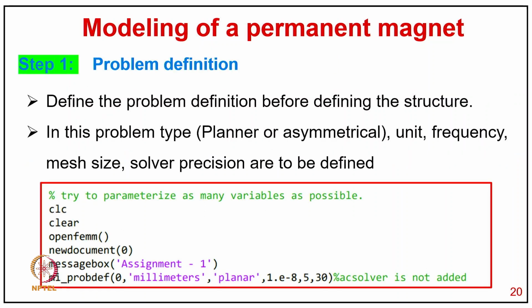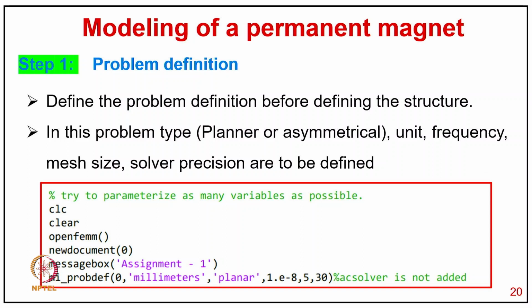So, step 1 is the problem definition, before defining the structure. In this problem, planar or axisymmetric, the unit, frequency, mass, size and solver precision are to be defined. As you see in the diagram, try to parameterize as many variables as possible. Okay, clc, clear, open FEMM.